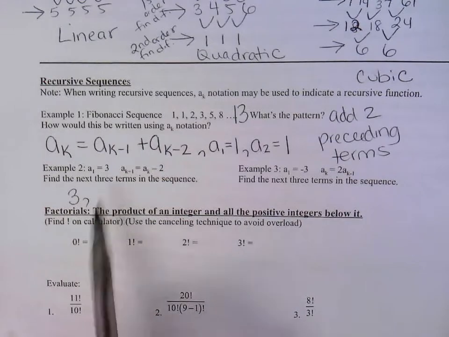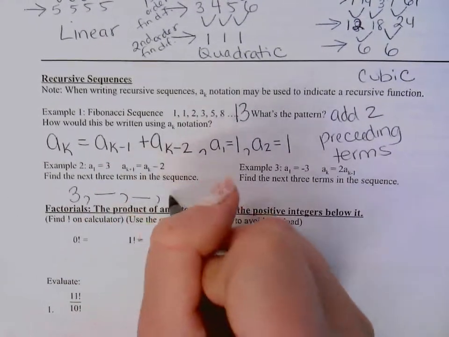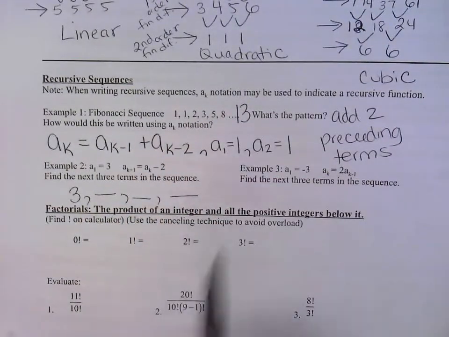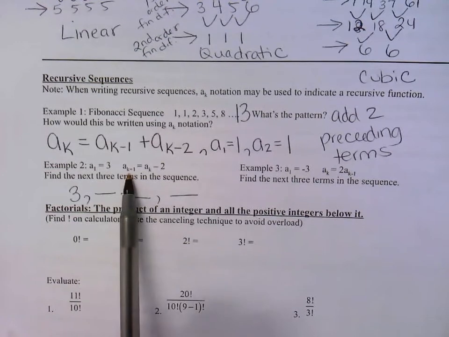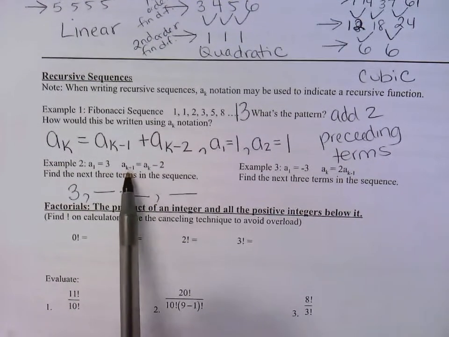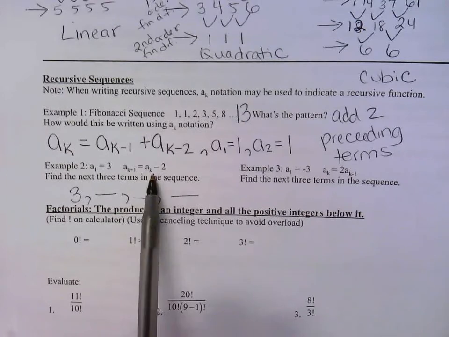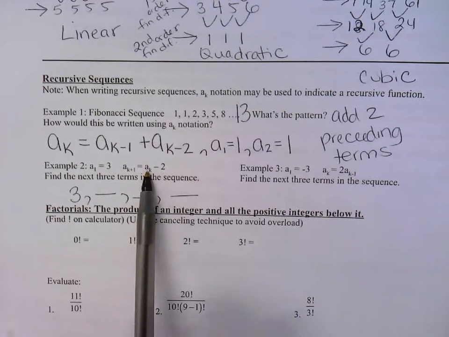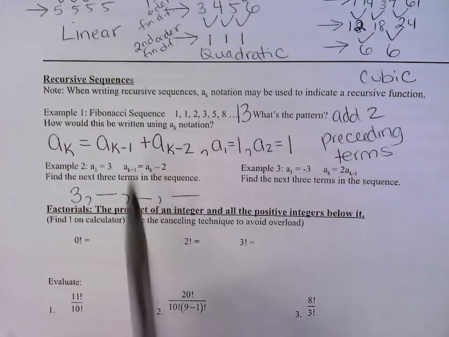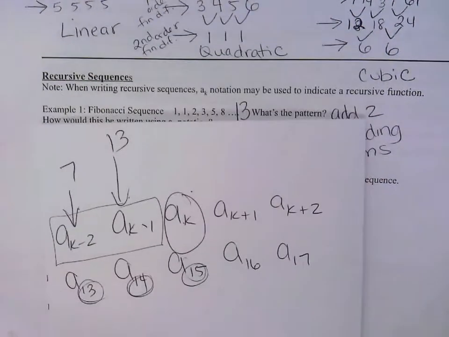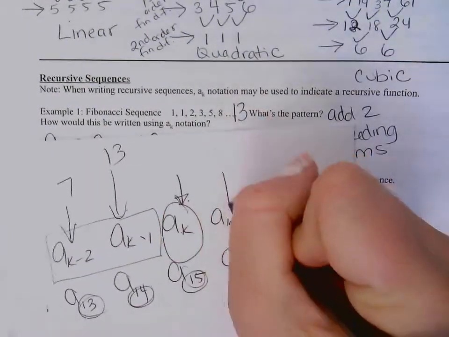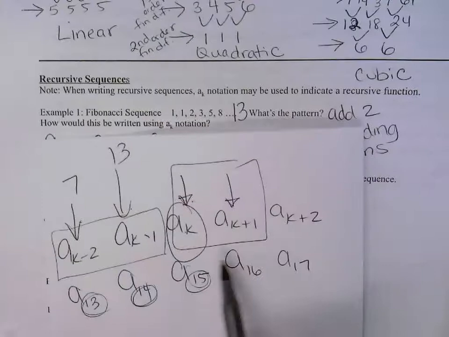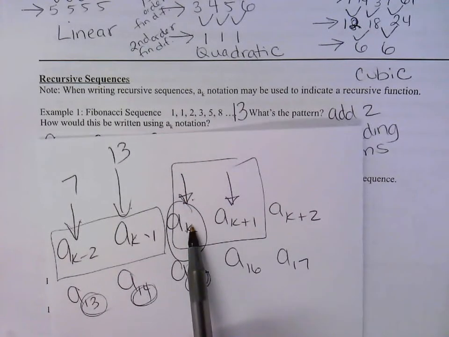We need to find the next 3 terms in this pattern. How do I find the term? To get a sub k plus 1, what do we do? We take the term that came before it and subtract 2, right? Because they're giving you this, and you want to find this. A sub k plus 1 is here, a sub k is here.